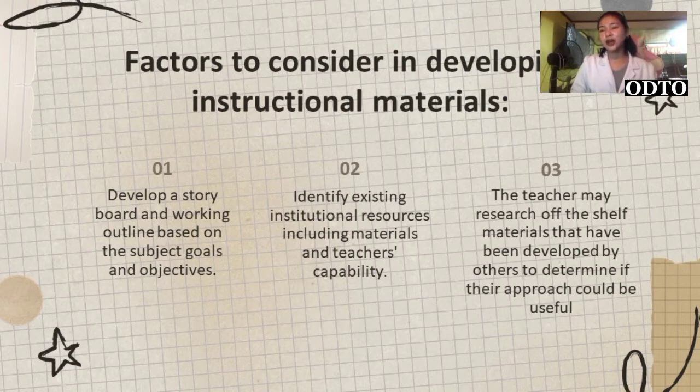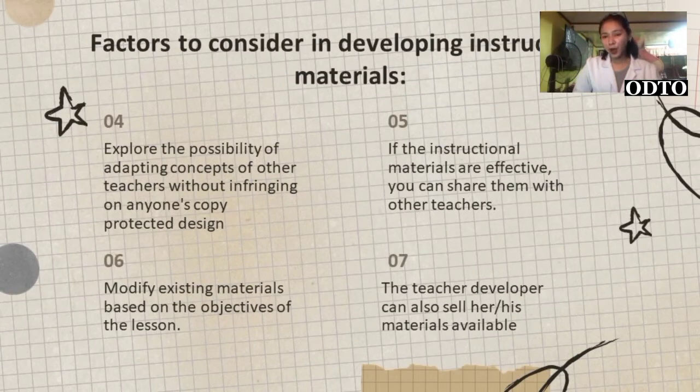Resource materials allow learners to have practical experiences which help them to develop skills and concepts and to work in a variety of ways. Number 1, develop a storyboard or working outline based on the subject goals or objectives. Number 2, identify existing institutional resources including materials and teachers' capability. Number 3, the teachers may research off-the-shelf materials that have been developed by others to determine if their approach is useful. Number 4, explore the possibility of adapting concepts of other teachers without infringing on anyone's copy-protected design.